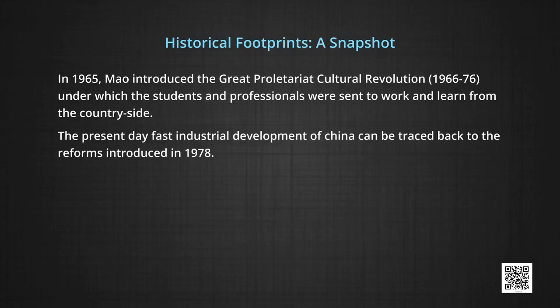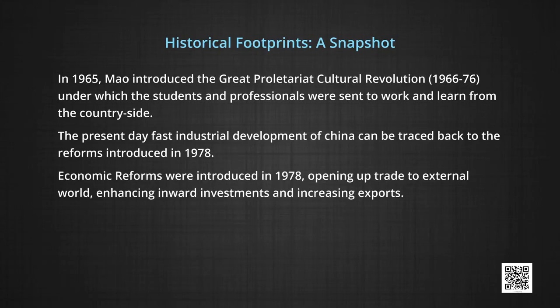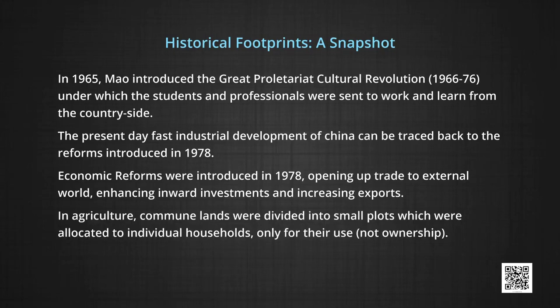The present day industrial development of China can be traced back to the reforms introduced in 1978. Economic reforms were introduced in 1978, opening up trade to the external world, enhancing inward investments and increasing exports. In agriculture, commune lands were divided into small plots, which were allocated to individual households only for their use and not for ownership. State-owned enterprises were made to face competition. Private sector enterprises were encouraged in addition to town and village enterprises, apart from sanctioning joint ventures with foreign companies.